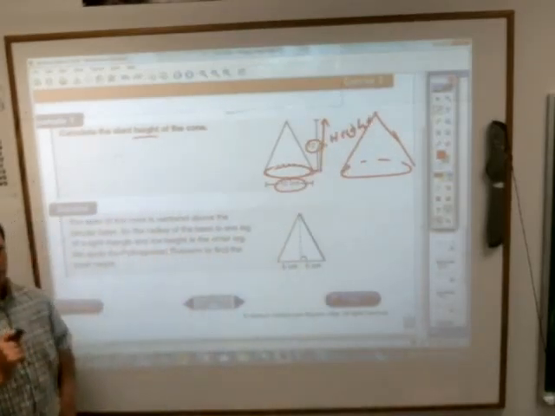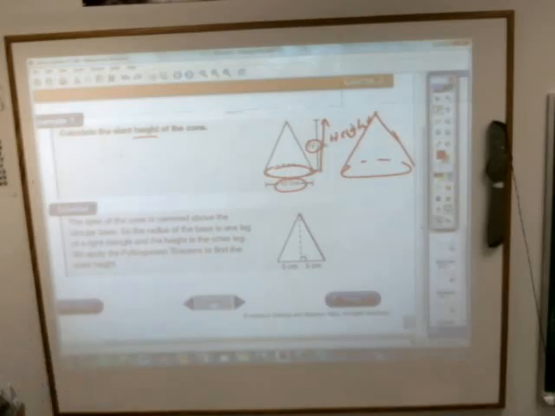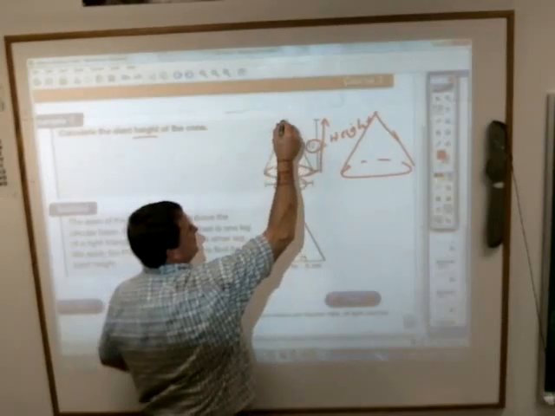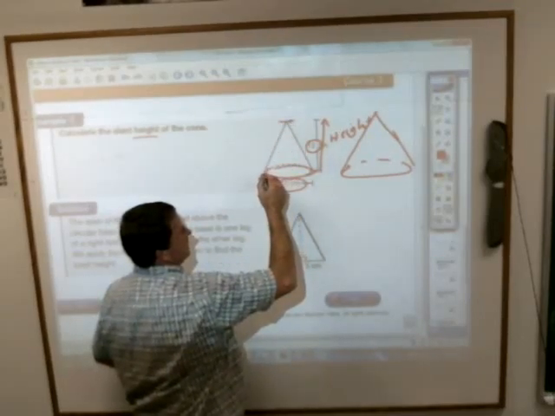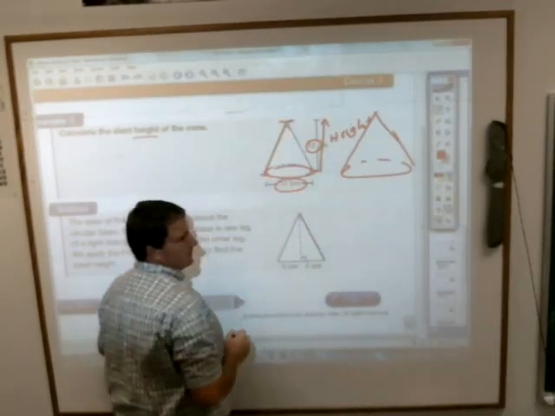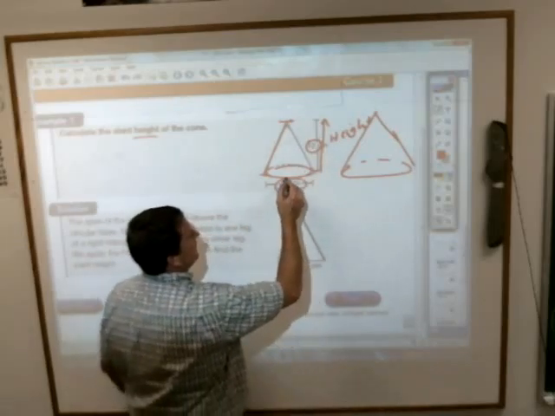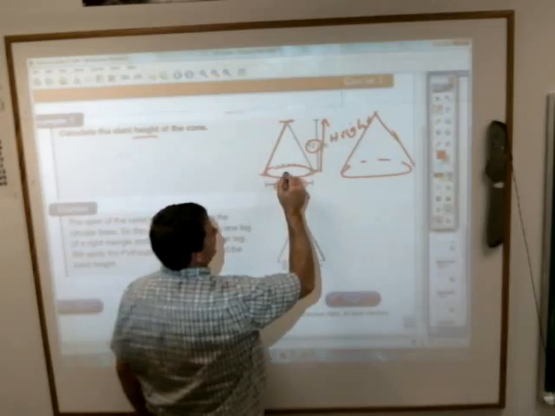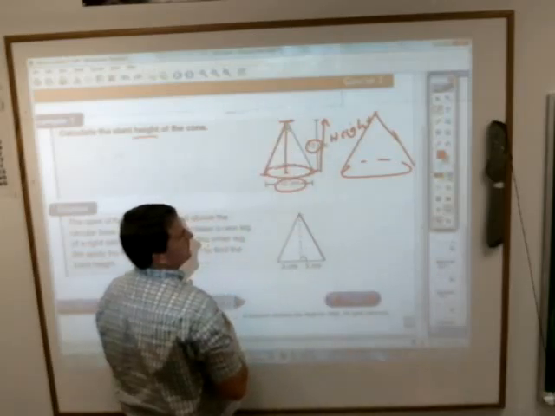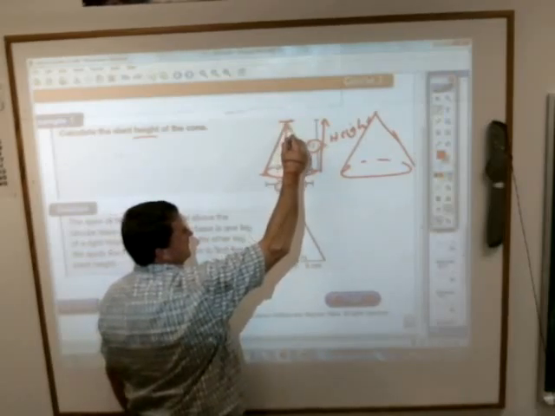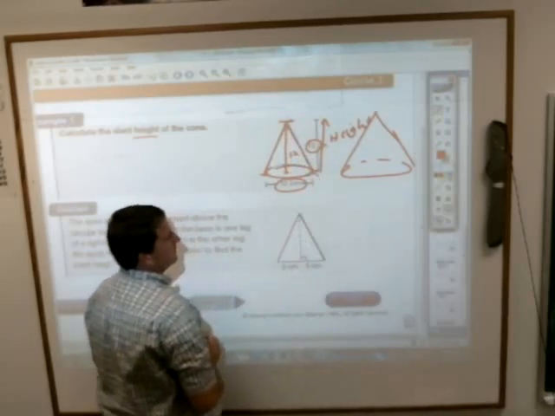When they talk about slant height, it's just what it sounds like. It is the distance from the base to the vertex, but it's a slanted line, which will be different than 12. 12 is a straight up line that goes straight up from the base at a right angle to the top right there. That is 12. The slant height is that one right there.